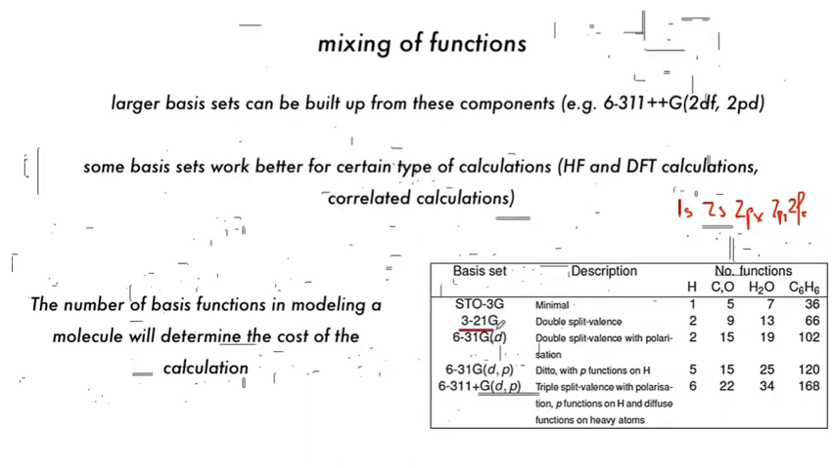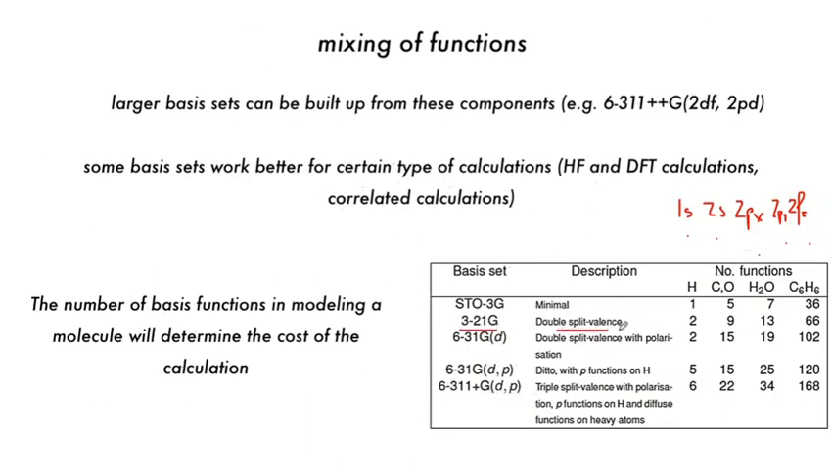Then if we look at the 3-21G, we have a double split valence. So we're now introducing the idea that we can have another orbital on those valence orbitals. So hydrogen has 1 valence orbital, the 1s, so now it can have 2. So that's sort of like the bonding and anti-bonding.